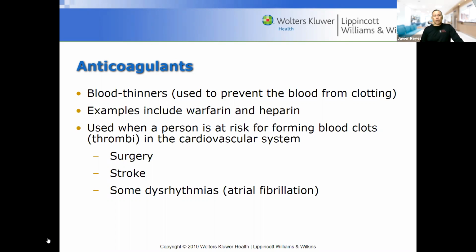Or maybe they develop a blood clot, deep venous thrombosis in their legs, or they have a tendency to develop blood clots in the bloodstream. We give them an anticoagulant, these blood thinners. Warfarin is an old anticoagulant, but still in use. Heparin is another anticoagulant. Now there's a bunch of new ones. Eliquis is one that comes to mind. It's one of the newer ones.